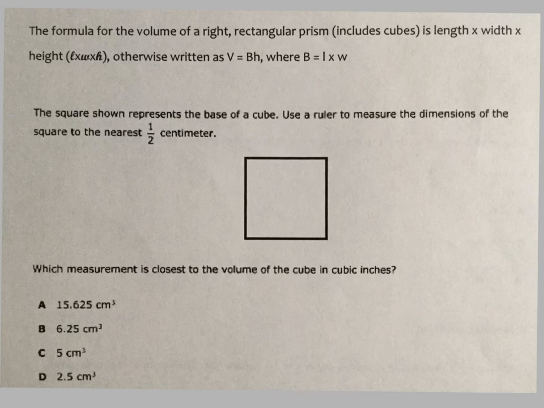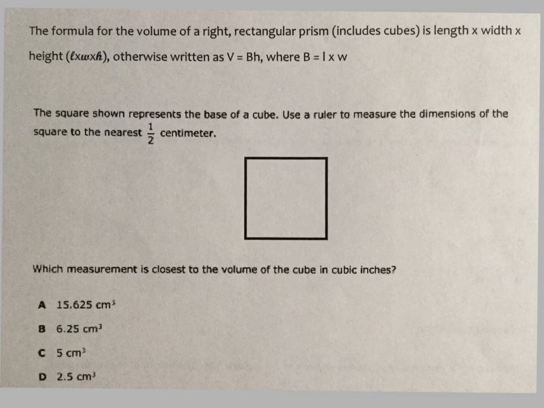In this lesson, we'll be practicing with area and volume, meeting the requirements for TEKS 6.8d. The formula for the volume of a right rectangular prism, which includes cubes, is length times width times height, or L times W times H, which is otherwise written as volume equals big B times H, where big B is equal to length times width.